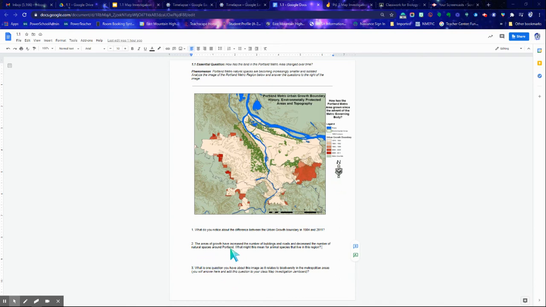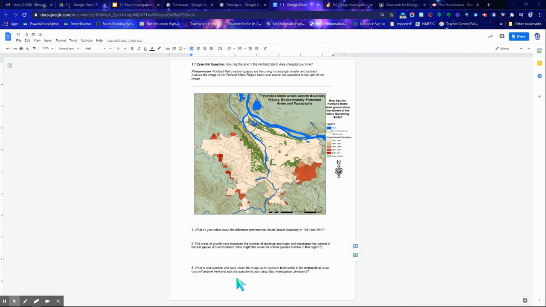Number two, the areas of growth have increased the number of buildings, roads, decreased the number of natural spaces around Portland. What might this mean for animal species that live in this region? So if you're gaining one type of species population, that means are other species going to be in decline? How does that happen? You can think of even our local area. What do you notice in the East Mountains?